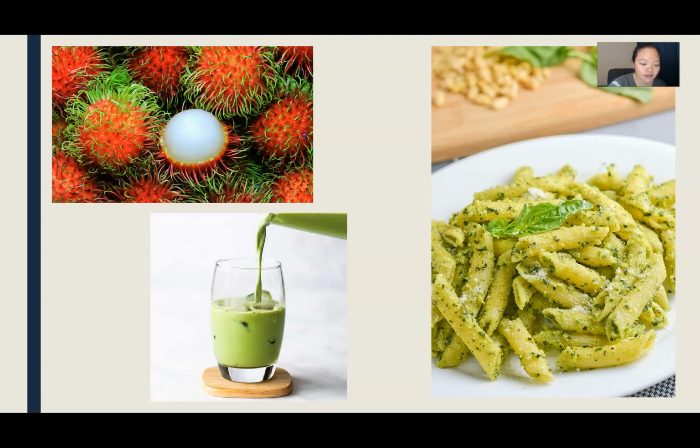Right here, rambutan is a plant, okay? Matcha is water with matcha. Matcha is green tea, so that means this one also has plant in it, okay? Now let's look at the penne pasta. Obviously, there's this green leafy thing. That's a plant, okay? Pasta is pasta. The question is: where does pasta come from? What is it made out of? If you know, it's actually made from wheat, which is, again, a plant.